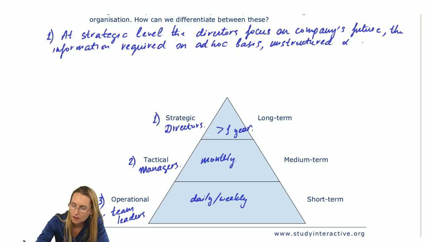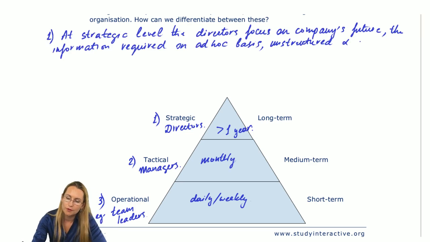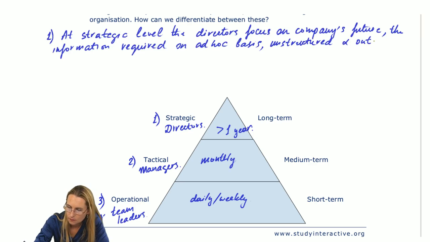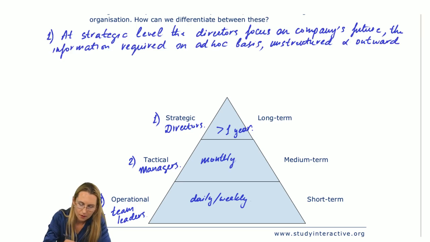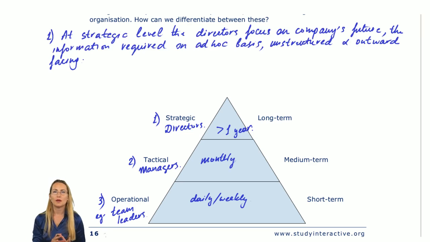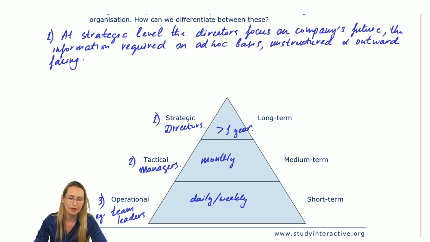And outward facing. What do I mean by outward facing? So the directors of the company are going to be interested in the future of the company, and they are also interested in what is happening in the market overall, what competitors are doing. So if competitors are introducing new products, maybe we should introduce new products as well. If a competitor is expanding, let's say overseas, maybe we should do so as well, and so on. So they're looking at competition and what is happening in the market.